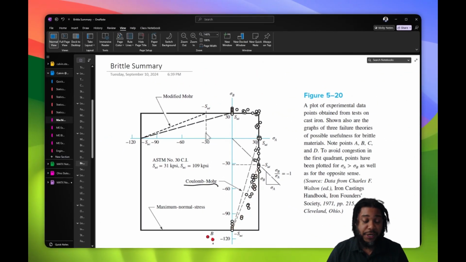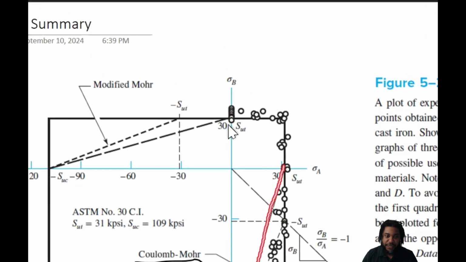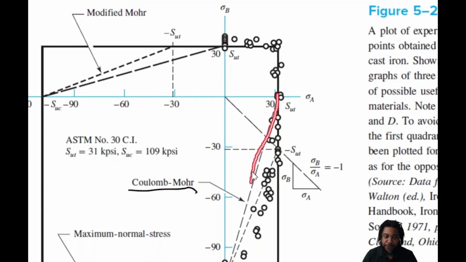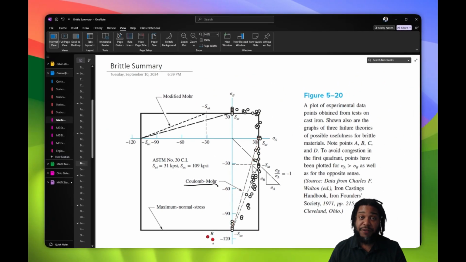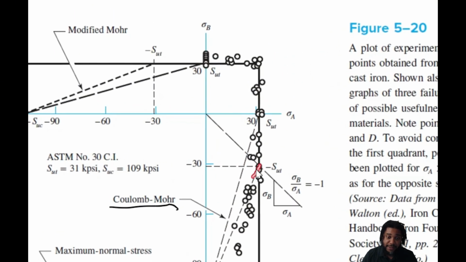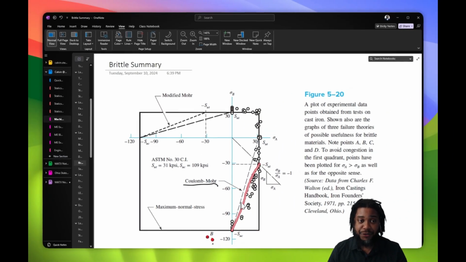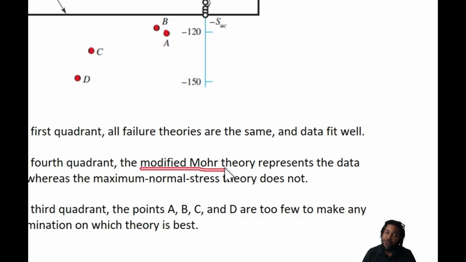Now, to improve upon that method, the Coulomb Mohr theory was developed, which gives us a bit more conservative prediction compared to the experimental data in the fourth quadrant. And then eventually the Modified Mohr theory was introduced that is still slightly conservative, but more accurate to our experimental data. Overall, if we want the most accuracy in a simple model, then Modified Mohr is a pretty good theory for us to use.